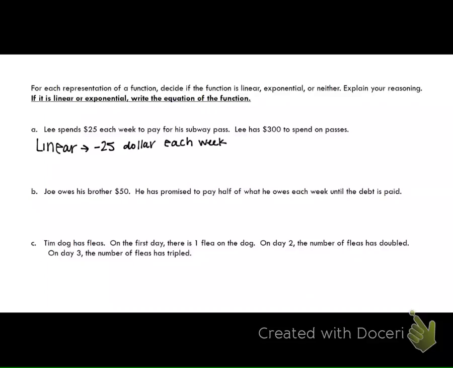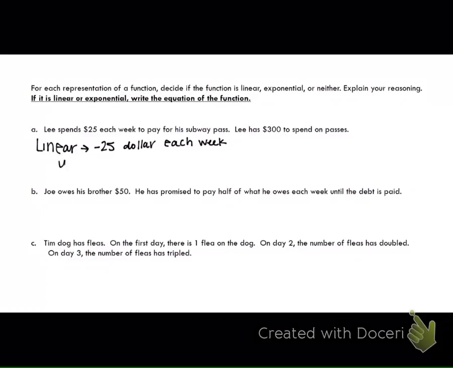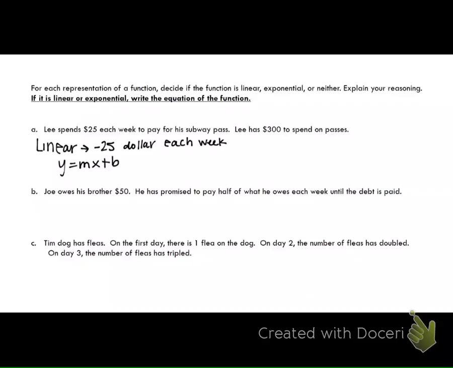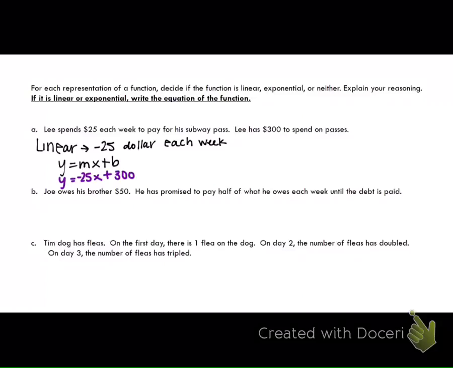So, Trin, what is my equation then if it's linear? Okay, what goes into y equals mx plus b? Thank you, Trin. Y equals negative 25x. There you go, you're losing that money. You start with $300 and each week you lose 25.